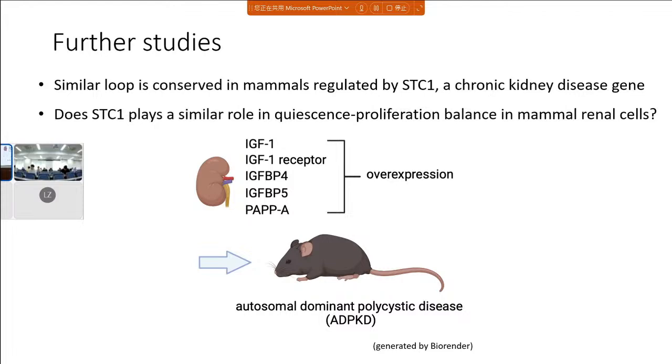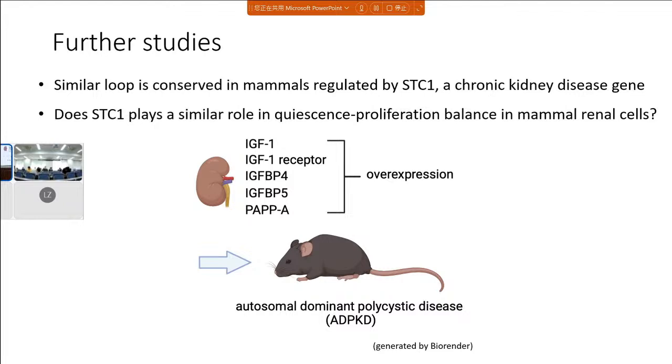So what about mammals? The authors have mentioned that a similar loop is conserved in mammals, which is regulated by a chronic disease gene, STC1. And all of those components regulated by STC1 are listed on the slides that you can see. There are IGF-1 and IGF-1 receptor, IGF binding protein 5, and the PAPPA. It's quite familiar, right? And the deficiency of the IGF signaling leads to abnormal kidney function in mammals.